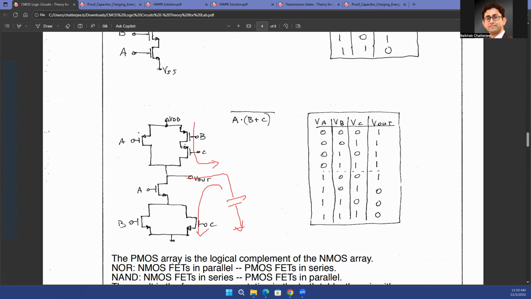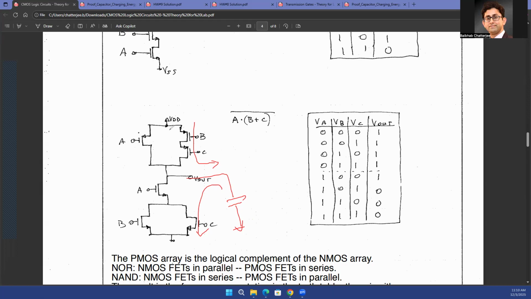Now, these are transistors being used as switches, but transistors are non-ideal switches, right? Ideal switches will have zero resistance or infinite resistance, depending on whether they are on or off. But transistors will not have zero resistance when they are on, and they'll also not have infinite resistance when they are off. Correct? So R on and R off of the switches come into play and determine how fast your output is going to be charged or discharged.